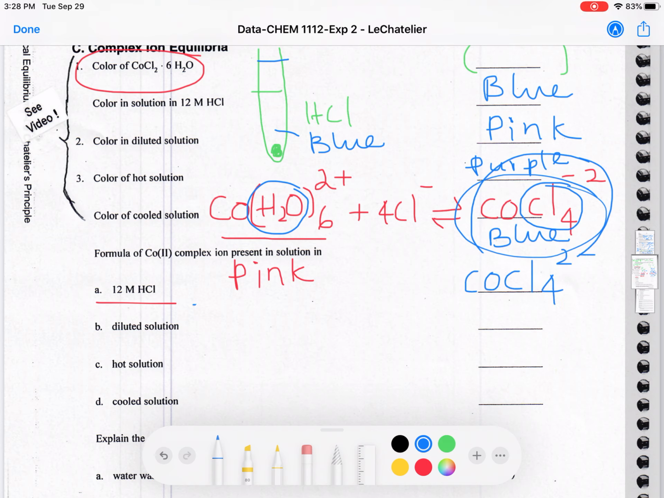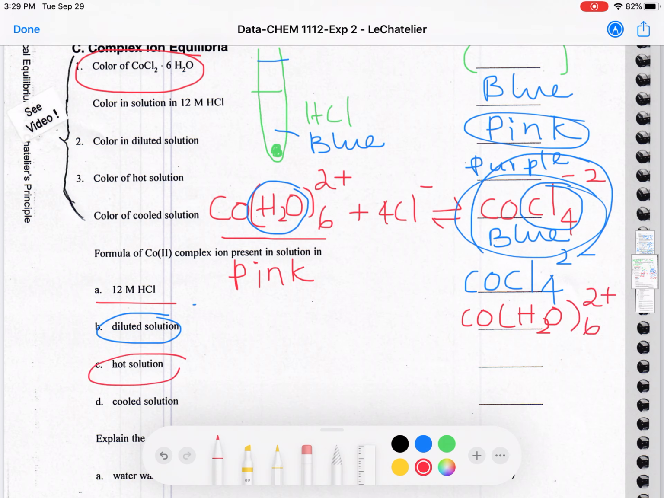COCl4 2- is what exists in the 12 molar hydrochloric acid solution. What about in the diluted solution? What is the color in the diluted solution? Pink in color. So then what should the complex be? Then it should be the cobalt hexahydrate complex. That's easy, isn't it?